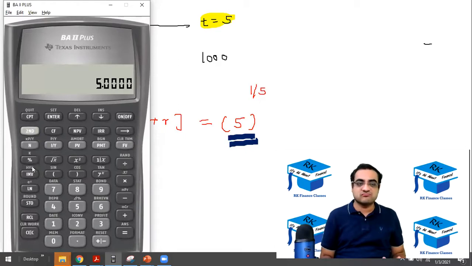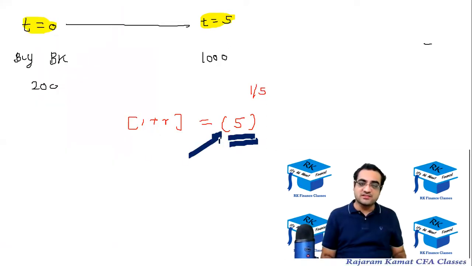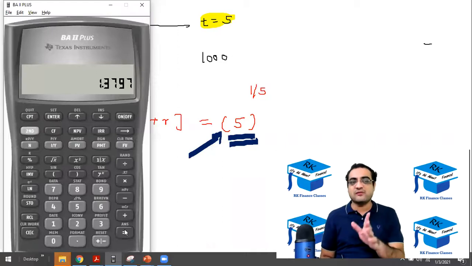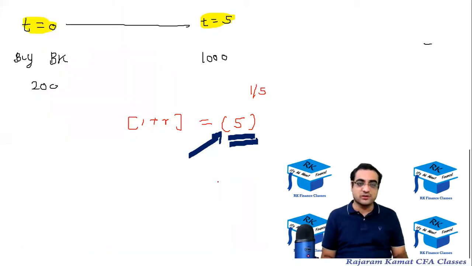You know it. But still, I'll do it the traditional way. Open the bracket. 1 divided by 5. Close the bracket. Equal to. I repeat, I press the number 5 first, then raised to, open the bracket, 1 divided by 5, close the bracket, equal to. So I got 1.3797.